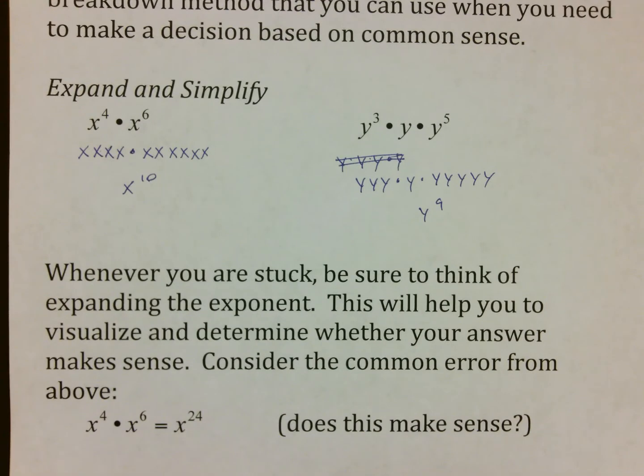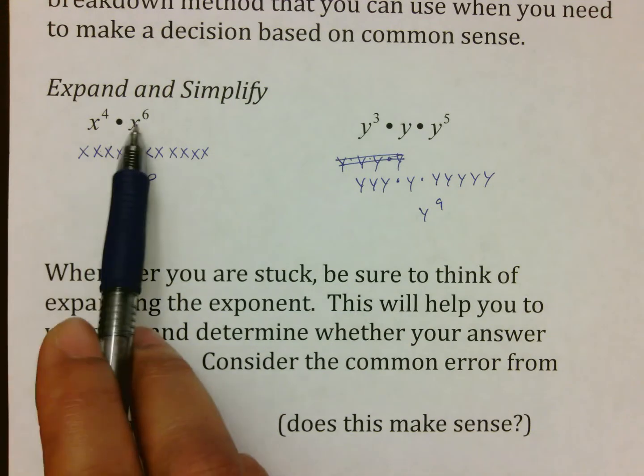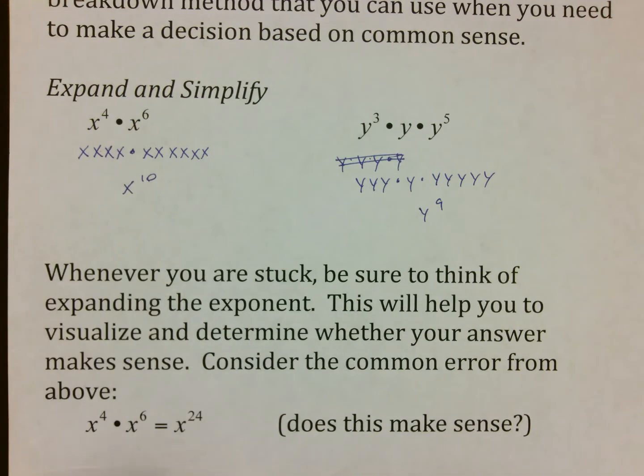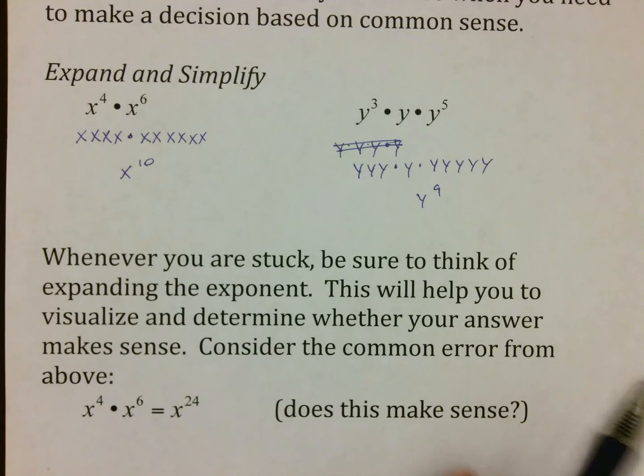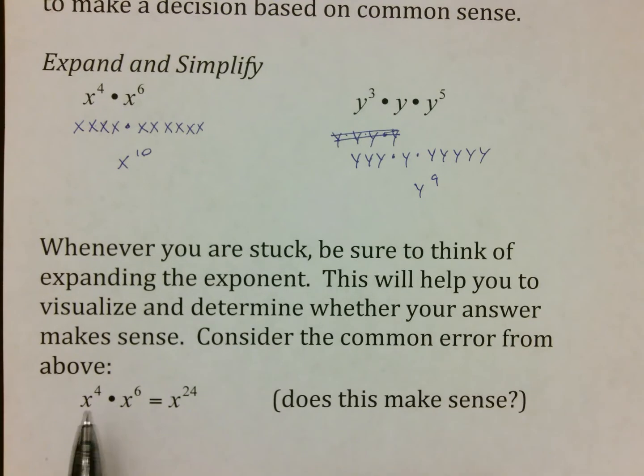Again, you don't really have to expand them, but if you just mentally say, well, there's 4 x's here and 6 x's here, so that does make sense to be 10, because a common error that I see on a test, and all the math teachers tend to see, is that people take x to the fourth times x to the sixth and they get x to the 24th. But if you have 4 x's here and 6 x's here, common sense says that it can't be 24 x's, because that's a whole lot of x's for just 4 and 6.